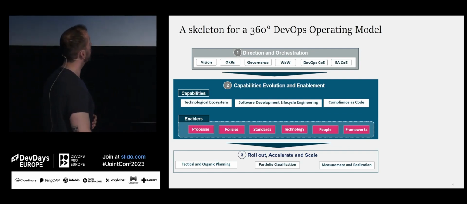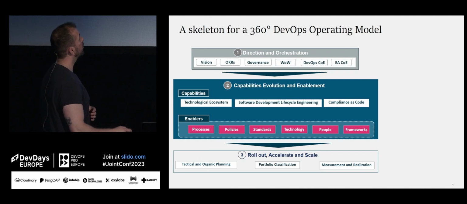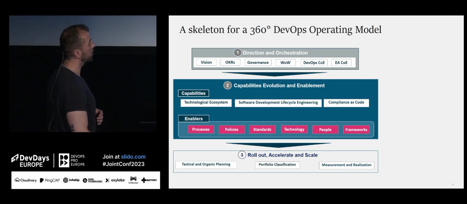Then you have the heart of it, which is basically core capabilities. I break it into technological ecosystem, SDLC and compliance as code, because this is what I find most relevant in the FSI. And then several enablers, people and tech. And then you have a vision, you agree how to do it, you have enabled the capabilities, then you need to roll it out. And most importantly, to realize the benefits.